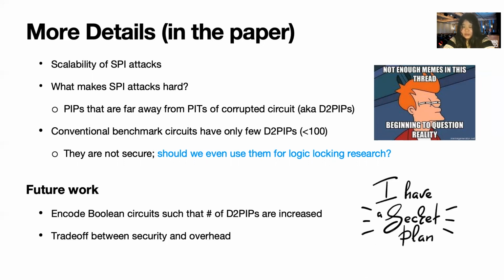To overcome this shortcoming, this paper gives a potential solution. Researchers could encode the original circuit and enlarge the size of the inputs in order to increase the number of D2 PIPs existing in the original circuit. Further, this potential solution can result in high power, performance, and area overhead. Therefore, it is necessary to have a better trade-off between the security and the overhead.